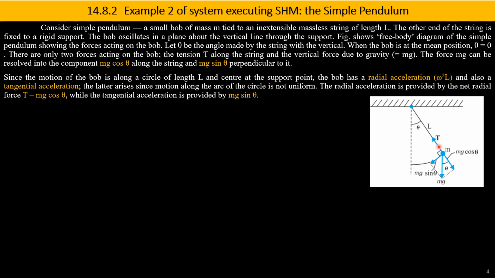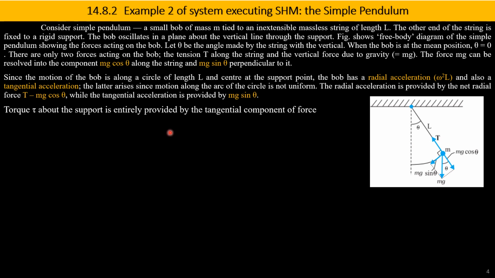The radial acceleration is provided by the net radial force T minus mg cos theta. See, T acts here and mg cos theta is downward. So the net force is T minus mg cos theta, while the tangential force is provided by mg sin theta. This is mg sin theta, the tangential force, and this is the radial force. Now it is easier to calculate the forces and analyze in terms of torque. Therefore, torque tau about the support is entirely provided by the tangential force, that is mg sin theta.